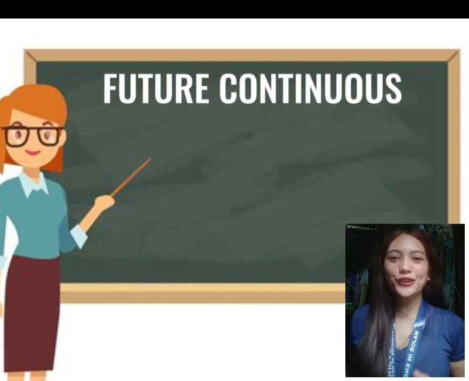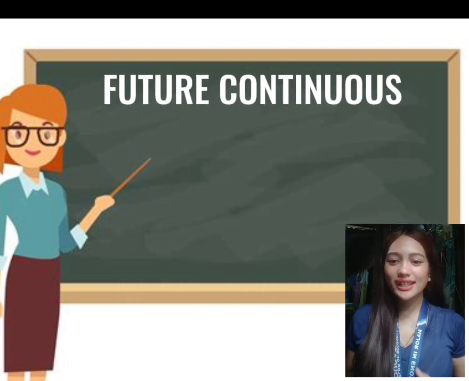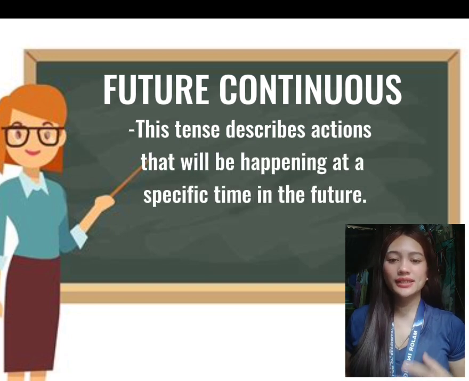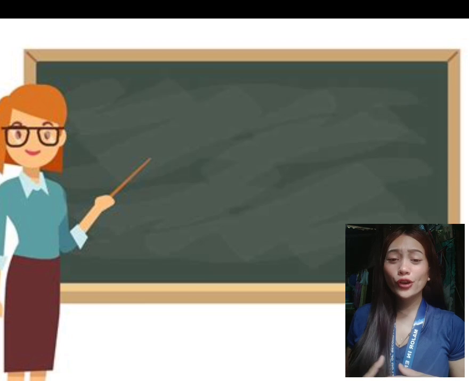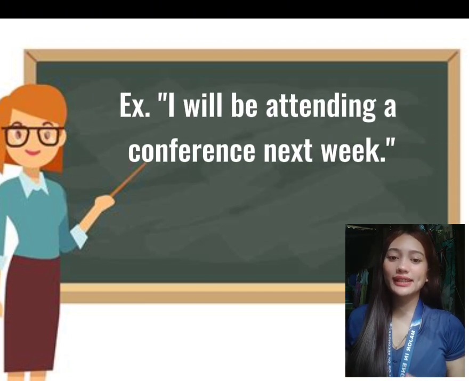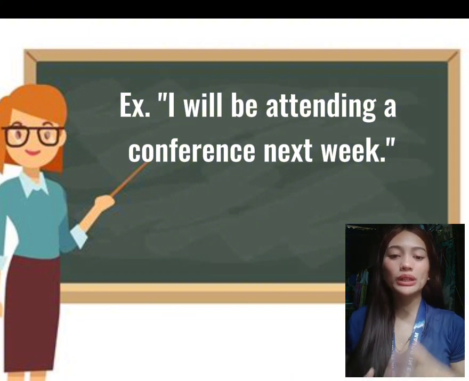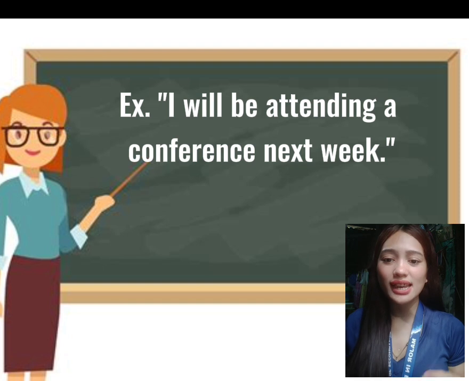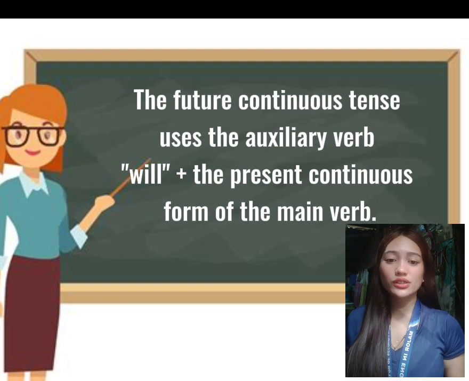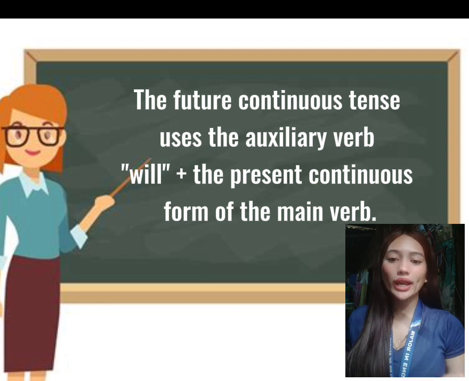Let's examine the future continuous tense. This tense describes actions that will be happening at a specific time in the future. For example, I will be attending a conference next week. So, have you ever wondered why we use will be attending instead of will attend? Because the future continuous tense uses the auxiliary verb will plus the present continuous form of the main verb.